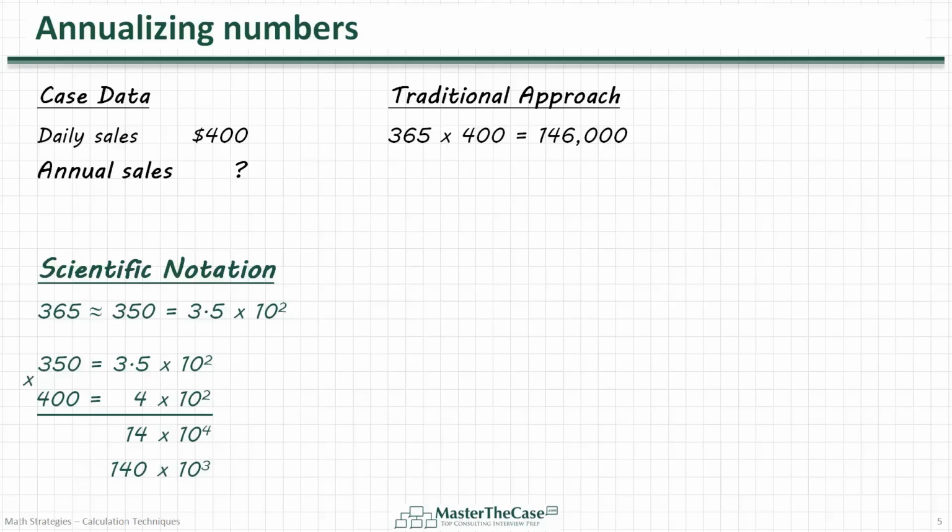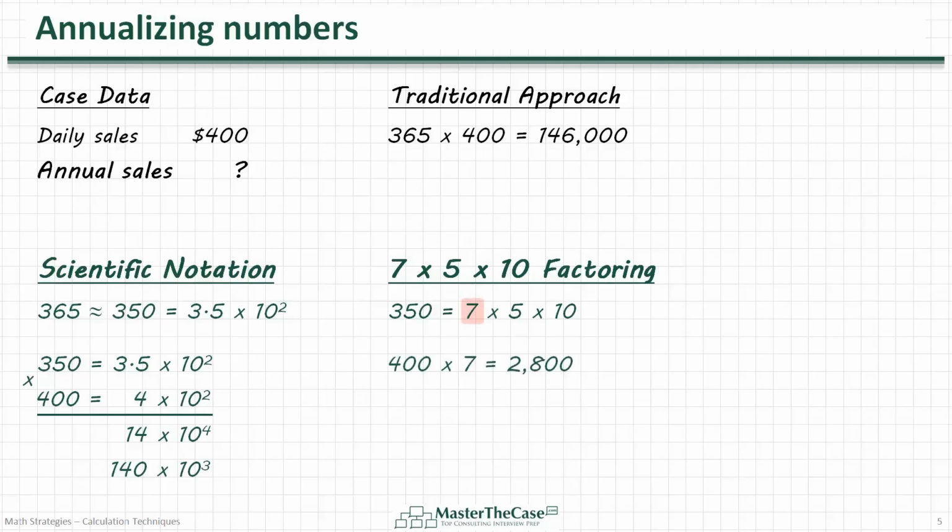The other method to annualize numbers is called the 7 times 5 times 10 factoring. As the name implies, it involves factoring 350, the rounded number of days per year, as the product of 7, 5, and 10. So using this method, we'll annualize the firm's sales as follows. First, 400 times 7 equals 2,800. Next, 2,800 times 5 equals 14,000. And finally, 14,000 times 10 equals 140,000 of annual sales.